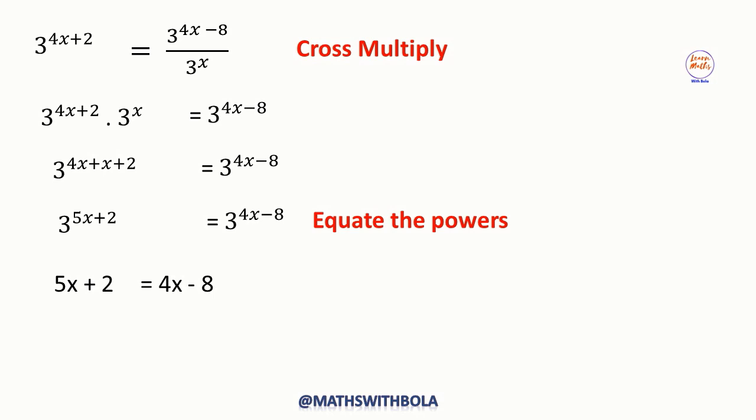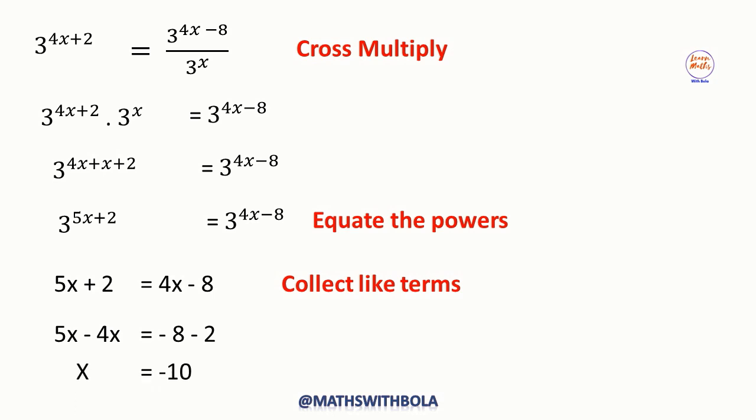So we have 5x and 4x on the other side. So what do we do? We bring 4x to this side and we take 2 to the other side. We call that collecting like terms. So when we collect like terms, we bring together terms that are the same. So we have 5x minus 4x is equal to minus 8 minus 2. So we have x is equal to minus 10.